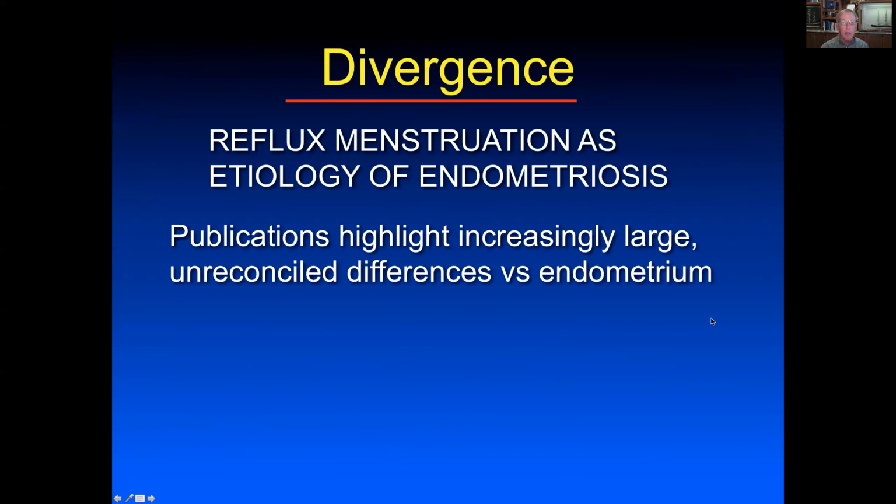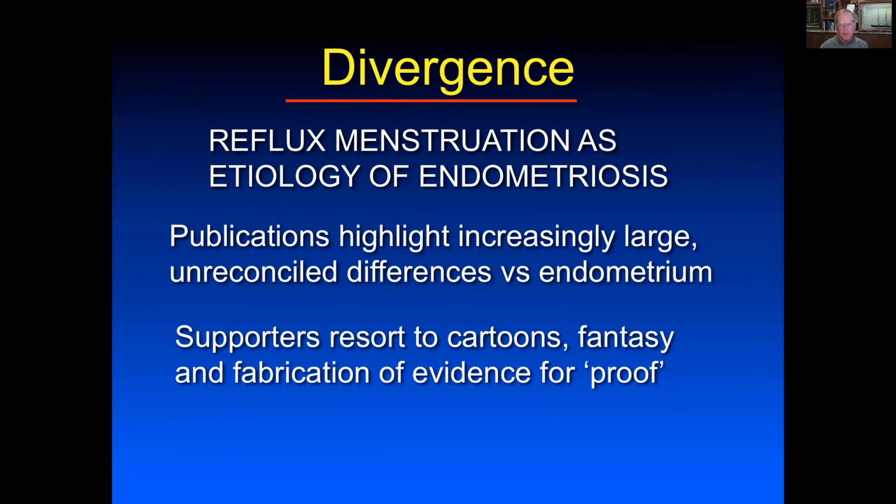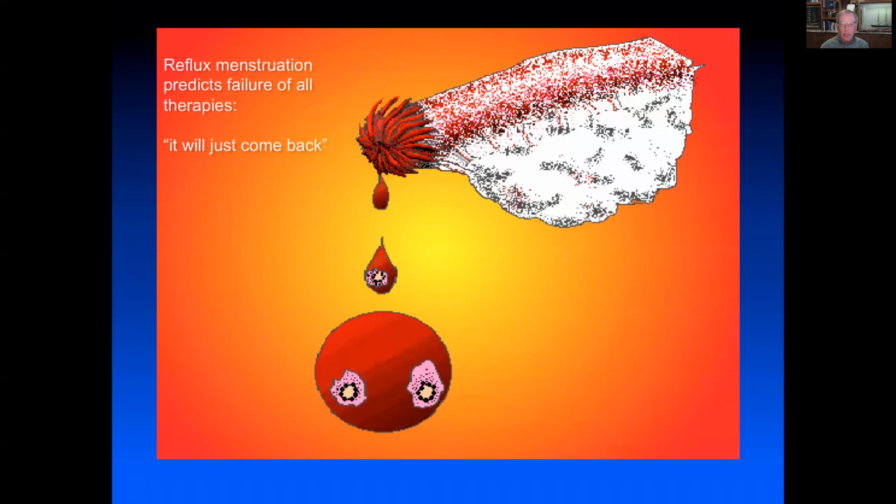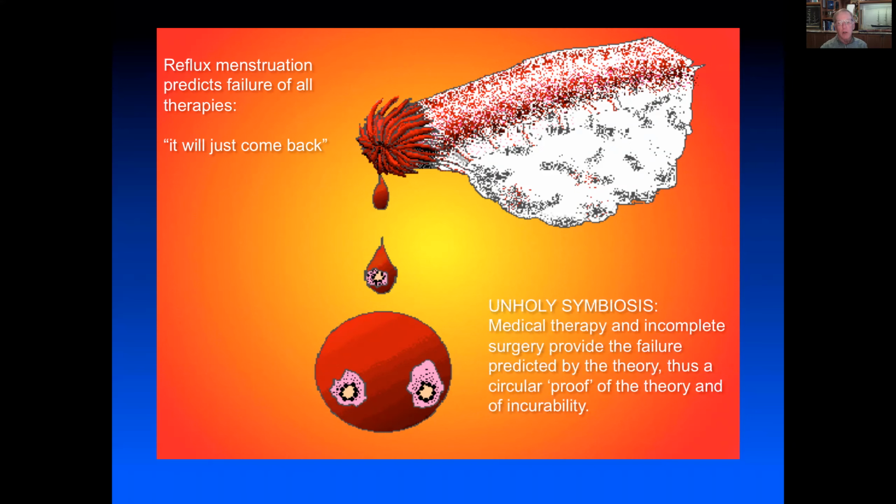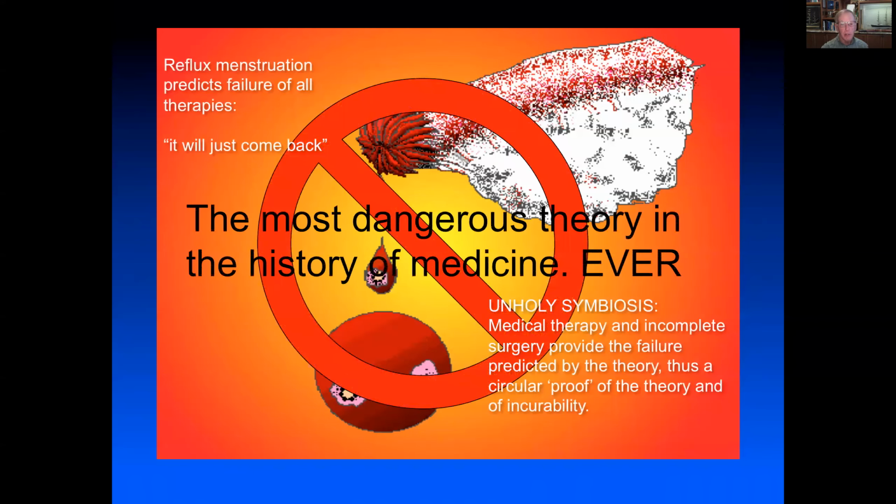So what we're seeing with Sampson's theory, reflux menstruation, is divergence, with increasingly large, unreconciled differences which just can't be explained. And supporters resort to cartoons and fantasy and even fabrication of evidence for proof. Sampson's theory of reflux menstruation predicts failures of all therapy because it'll just come back. This creates an unholy symbiosis with medical therapy and incomplete surgery, which provide the failure that's predicted by the theory, thus a circular proof of the theory and of incurability of endometriosis.